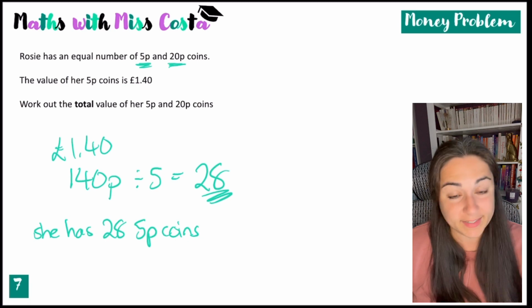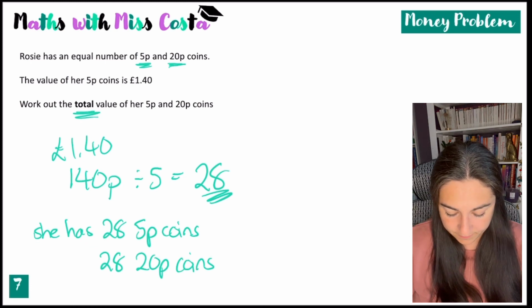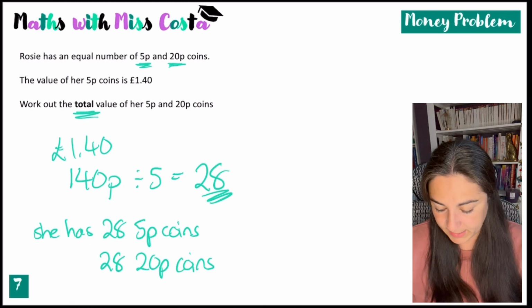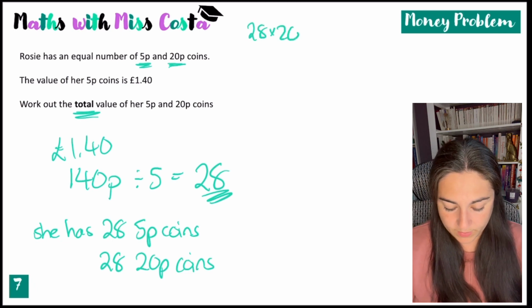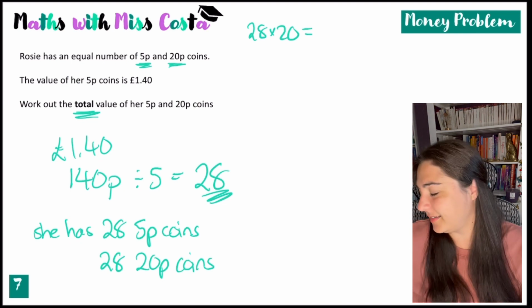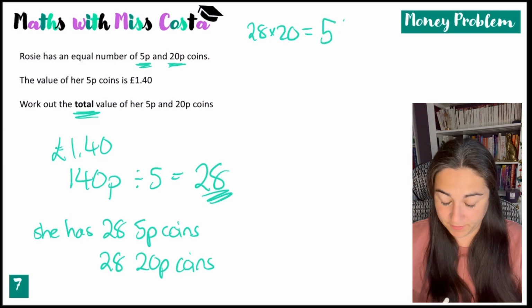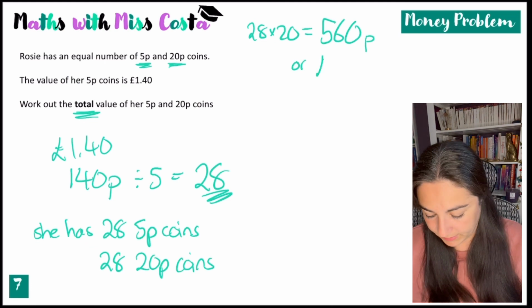And if she has an equal number of 5p and 20p coins, she must have 28 20 pence coins. So what would the value of her 20 pence coins be? Well, 28 times by 20 is, calculator time, 560. So 560 pence or £5.60.